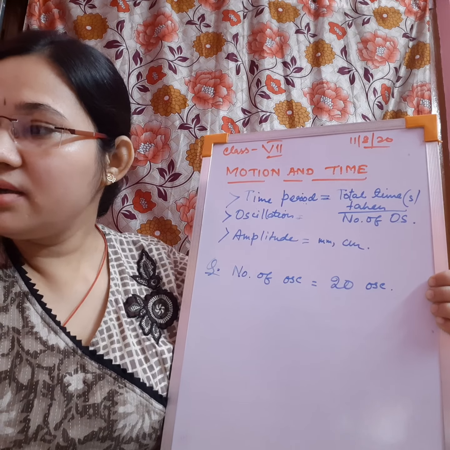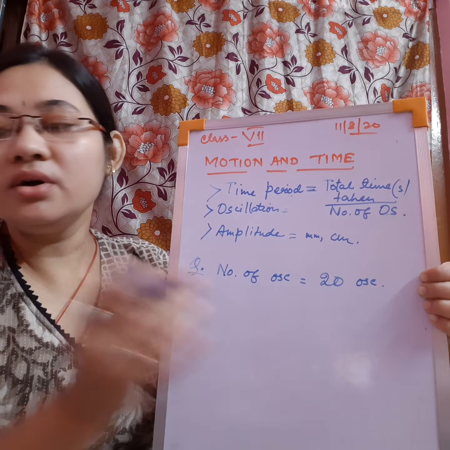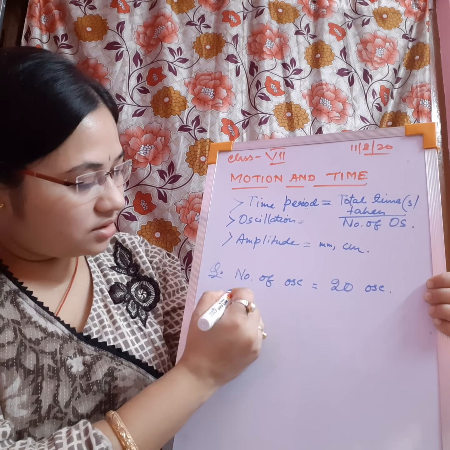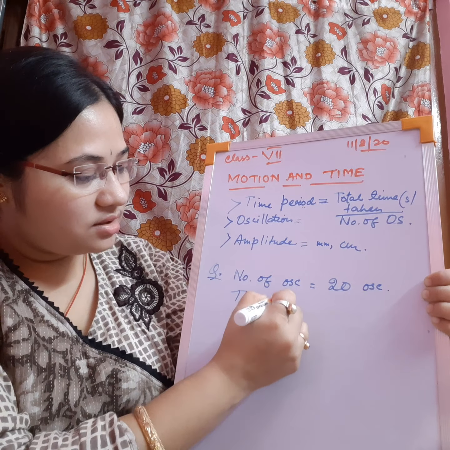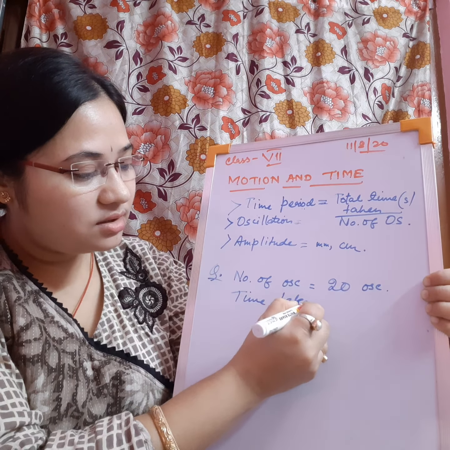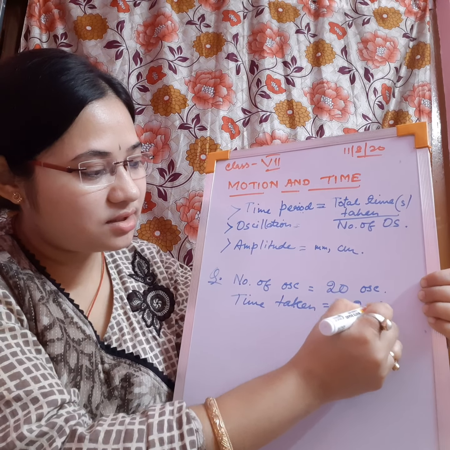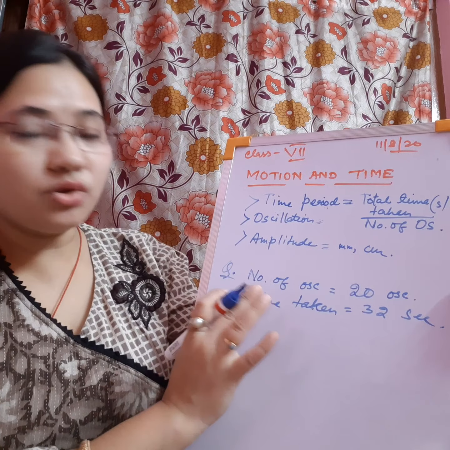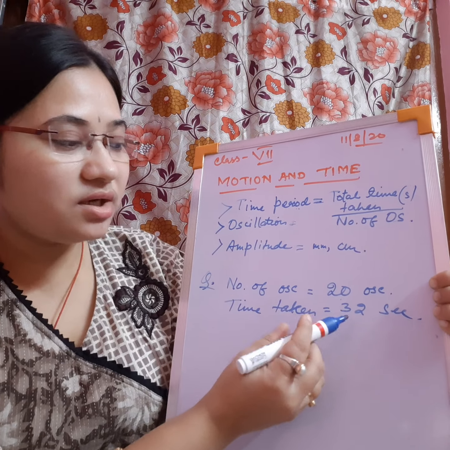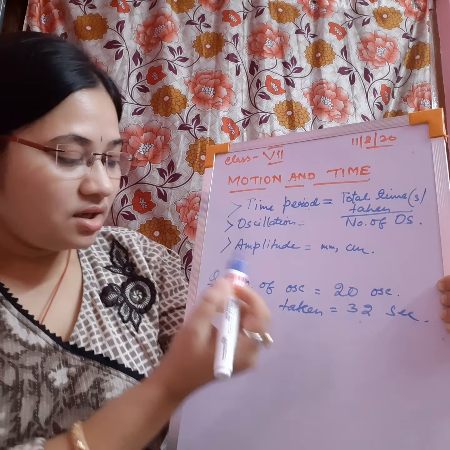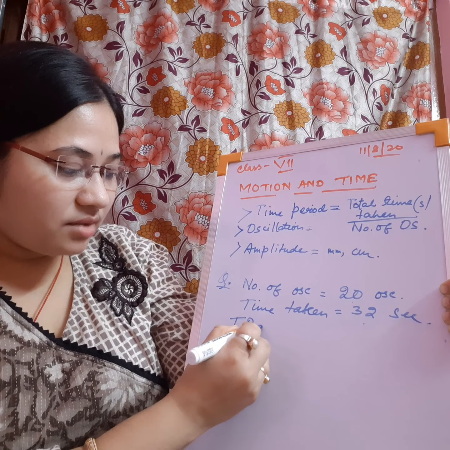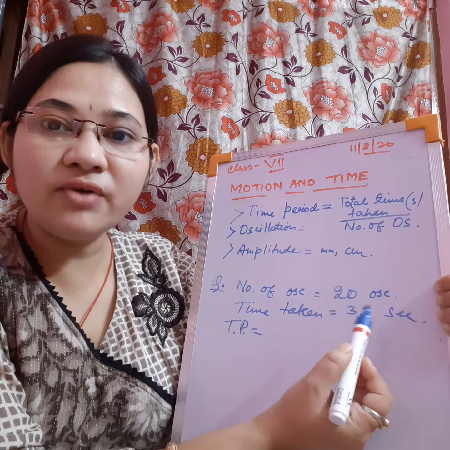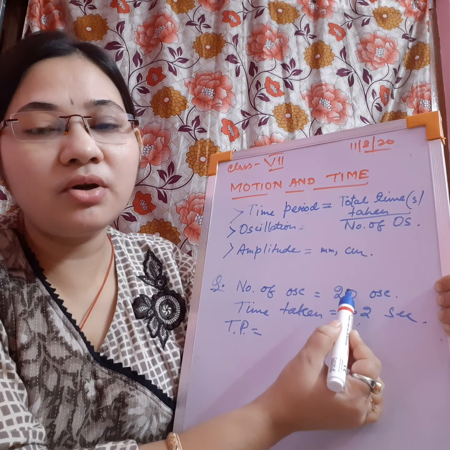And what is the time taken? It is taking 32 seconds. Similar to the first one, this is the total time taken. That means 20 oscillations it is covering in 32 seconds. So what is the time period? That means the time taken to complete one oscillation. So we will simply divide the total time by the number of oscillations.